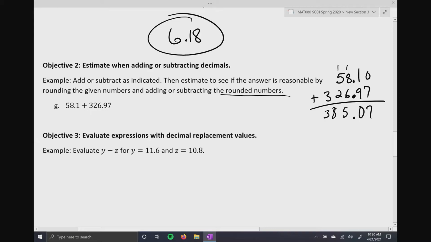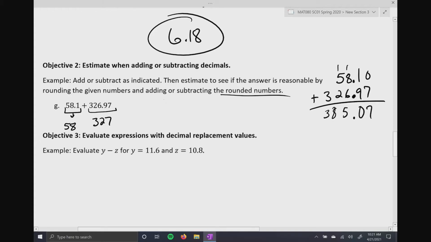Now sometimes, and I do this all the time when I'm shopping, because in shopping you always have decimals. You know what I mean? Like the cents are always there. Like it could be 15 cents or 99 cents or something. When they want you to round to see if the answer is reasonable, I'm going to say, okay, this number right here is basically 58. In other words, I'm going to round to the nearest whole number. And 326.97 is basically 327.